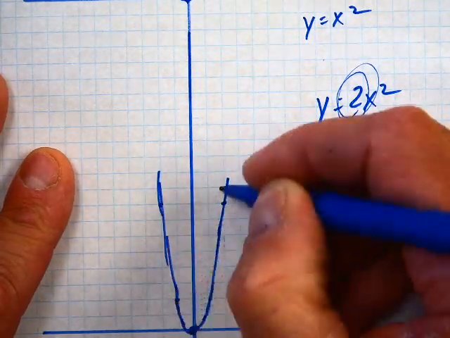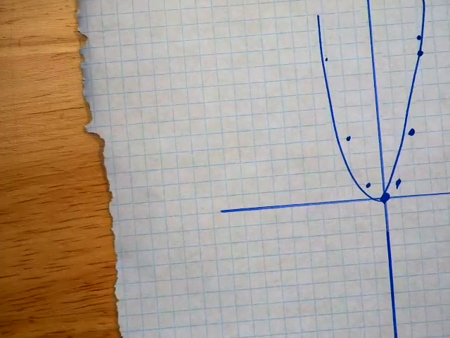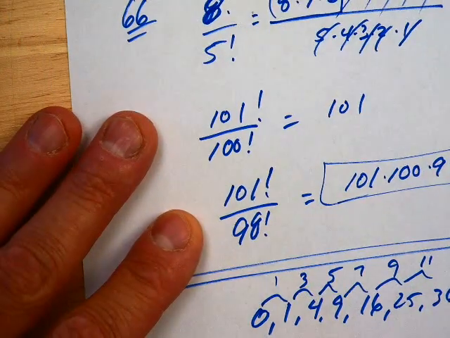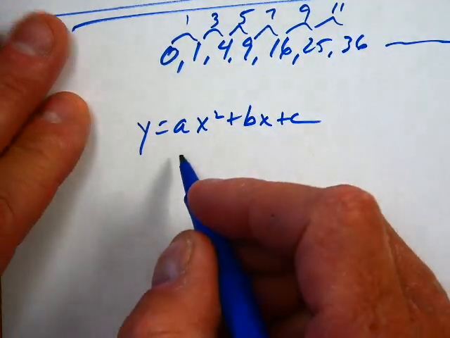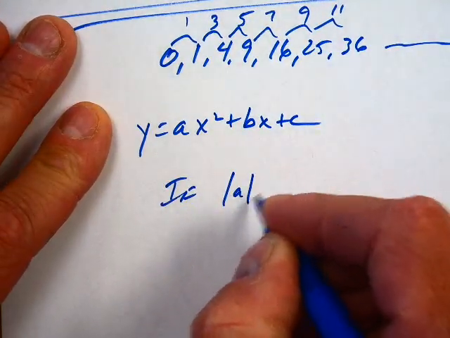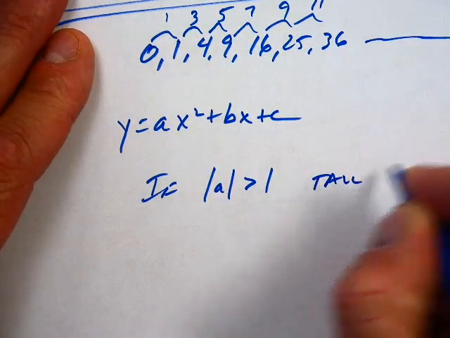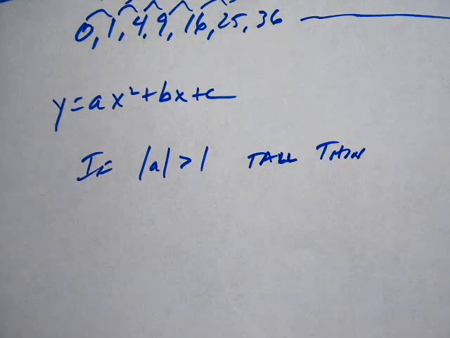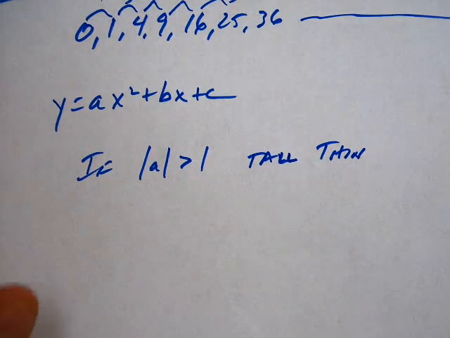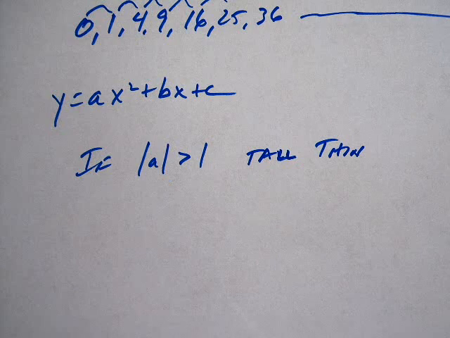I forgot that we need to talk about that a little bit. So I just want to summarize what this A does. This is probably noteworthy. If I have y equals ax squared plus bx plus c, A not only makes it open up or down, but if the absolute value of A is greater than 1, so I'm talking 2, 3, 4, 5, 6, 7, 8, 9, 10, then it's going to be tall and thin. It's going to be steeper because you're going up more than your typical parabola. Okay? So like that times 2 that I just did in comparison to times 1.